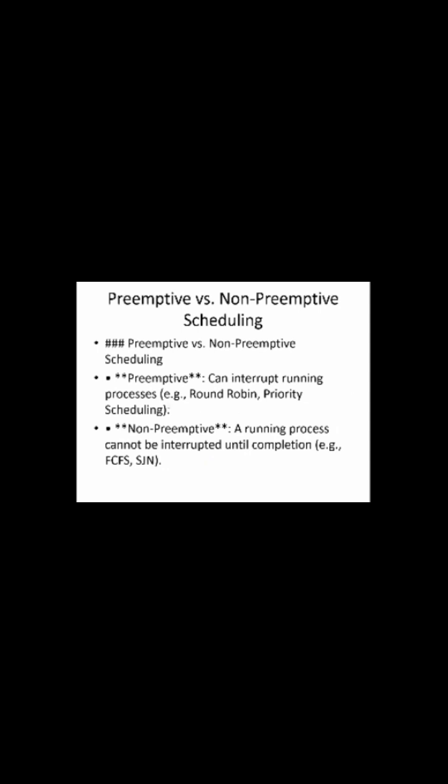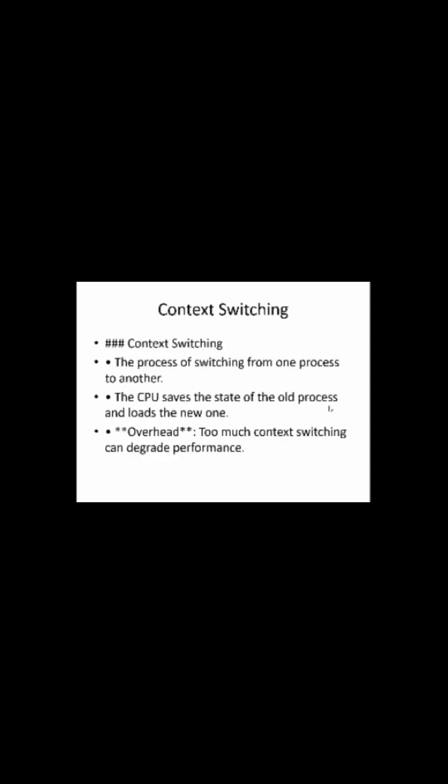Next, context switching. It is the process of switching from one process to another. The CPU saves the state of the old process and loads the new one. So context switching is nothing but the switching from one process to another.